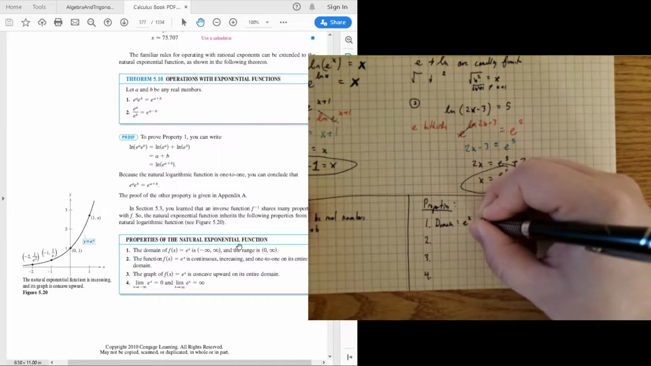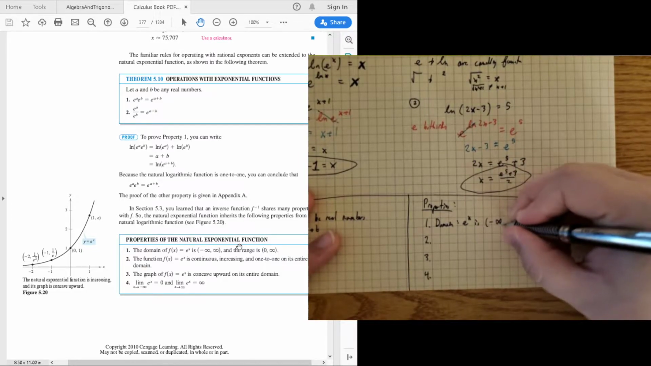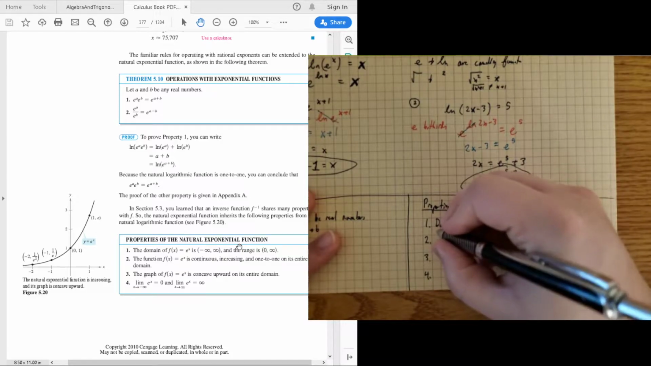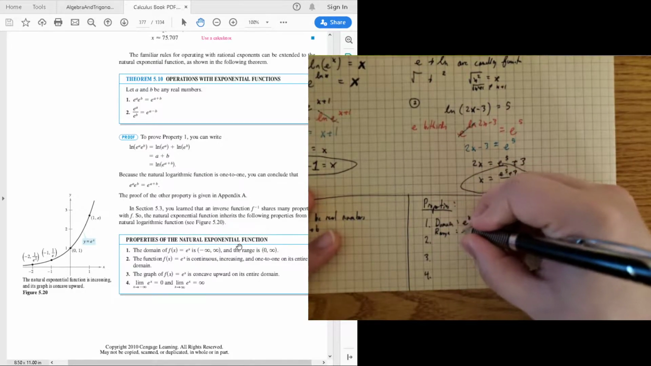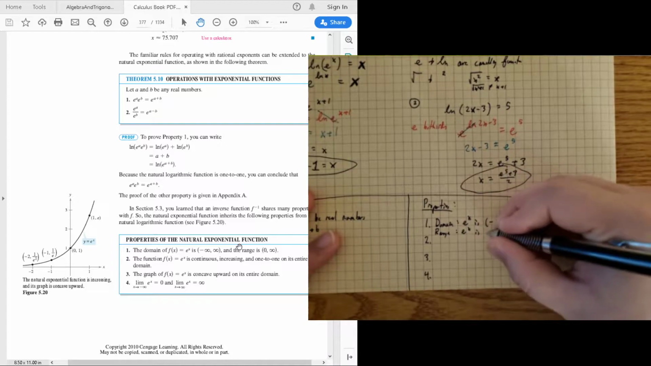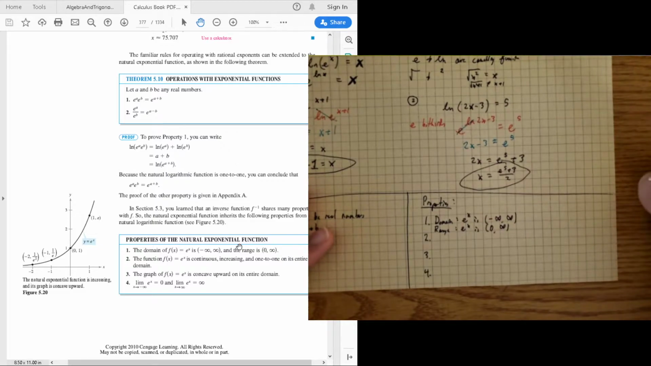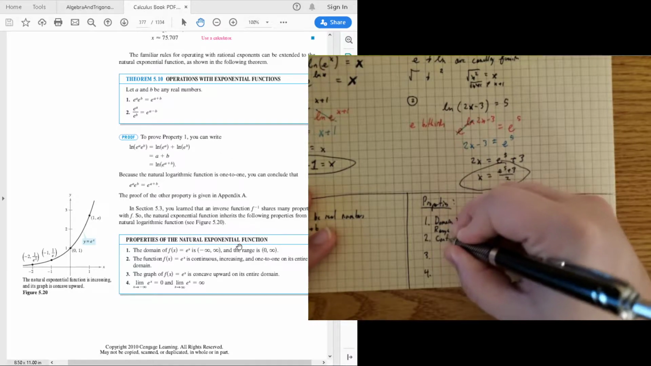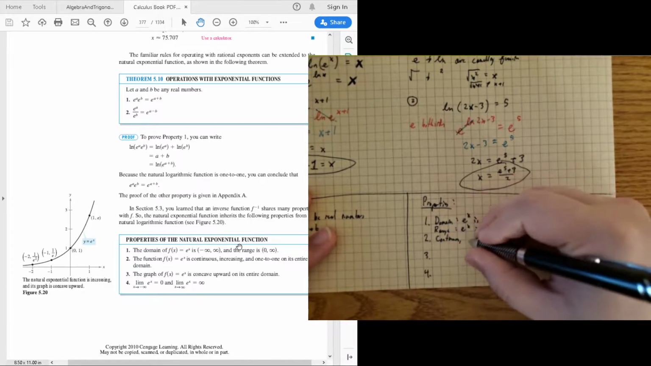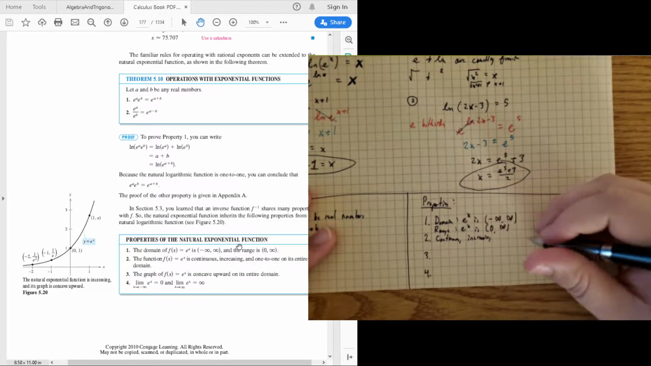One, the domain of e to the x is from negative infinity to infinity, and the range of e to the x is from 0 to infinity. First big detail. Next, it is continuous, increasing, and one-to-one.